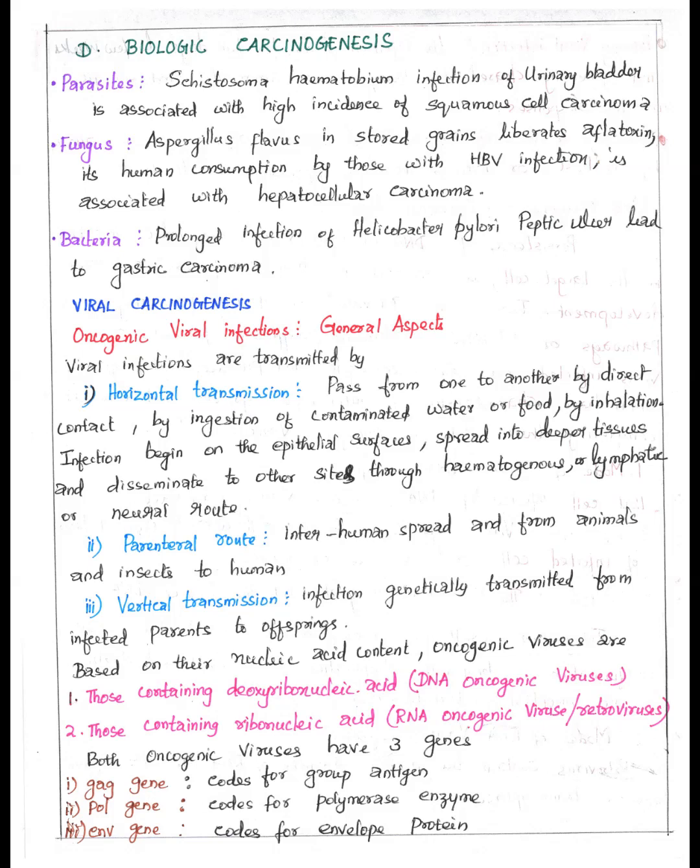Based upon the nucleic acid content, oncogenic viruses are categorized into two types. First is oncogenic virus with deoxyribonucleic acid, that is, with DNA. Second is oncogenic virus with ribonucleic acid, that is, RNA, or retrovirus. Both DNA and RNA oncogenic viruses have 3 genes. First is the GAG gene, which codes group antigen. Second is the POL gene, which codes polymerase enzymes. The third is the ENV gene, which codes envelope protein.